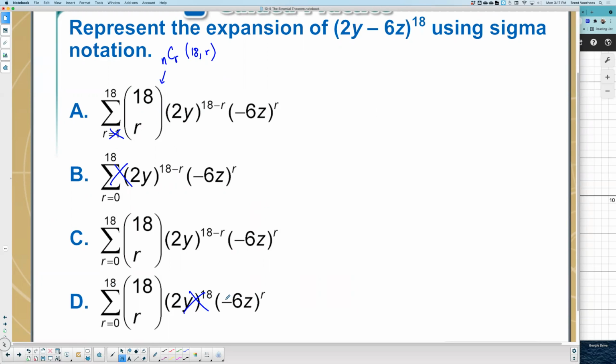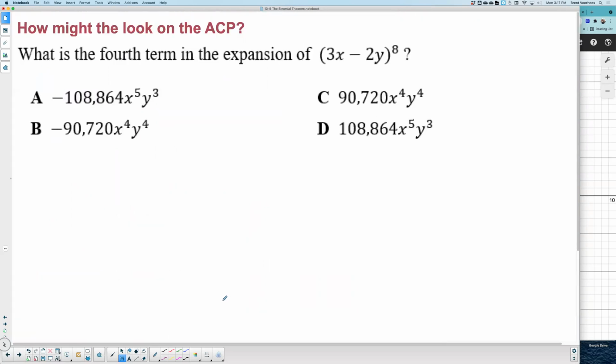And now finally, let's take a look at how this might look on the ACP. The first thing is, what is the fourth term? Now, you might not remember that you could say 8 minus 4 plus 1 will be the number of wins. So wins would equal 8 plays minus the fourth term plus 1, which is 8 minus 4 is 4, plus 1 equals 5. You might not remember that.